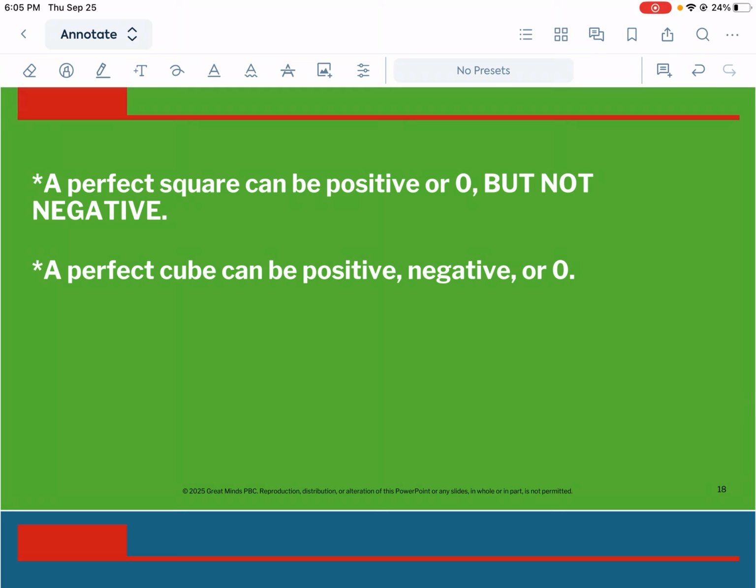A perfect square can be positive or zero, but a perfect square value will never be negative, ever, ever, ever. Now, a perfect cube can be positive, negative, or zero, but perfect squares will only be positive numbers. The reason being is because you cannot take a mix of a positive and a negative number. I can't do -5 times +5 to get -25. It has to be the exact same number that I'm multiplying to itself to square. Okay? Moving on.